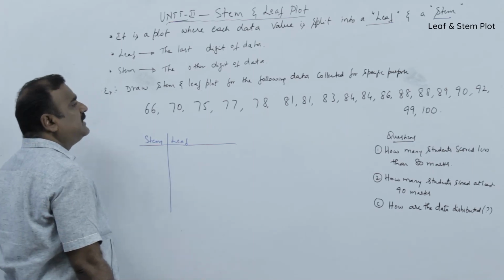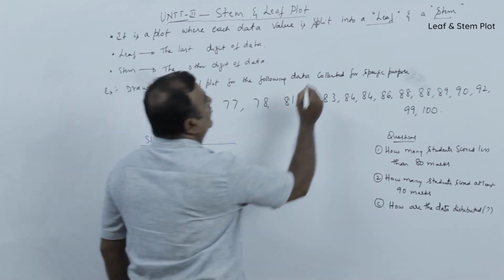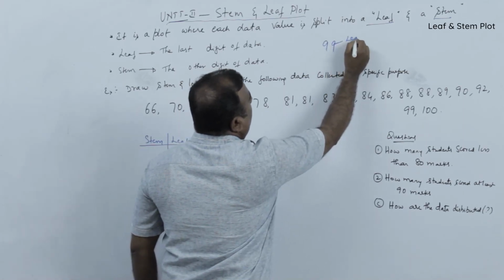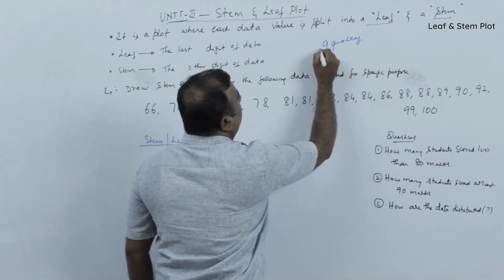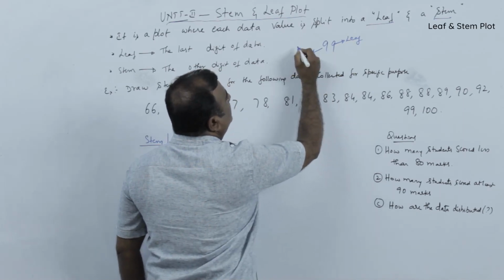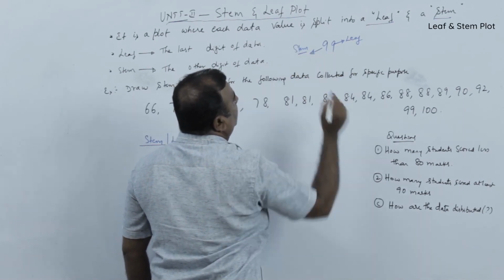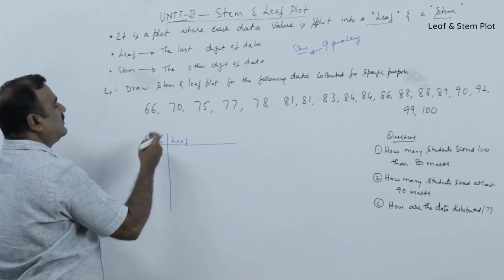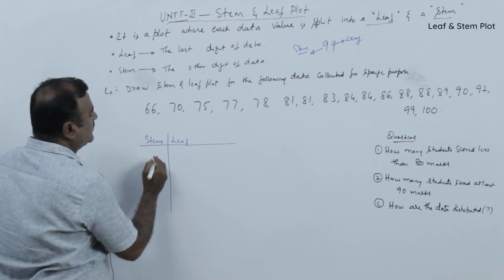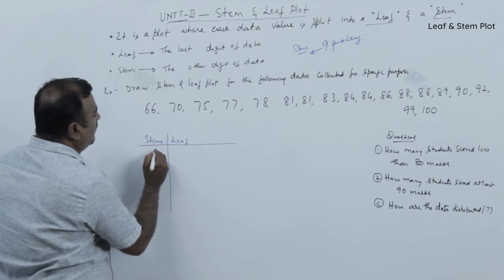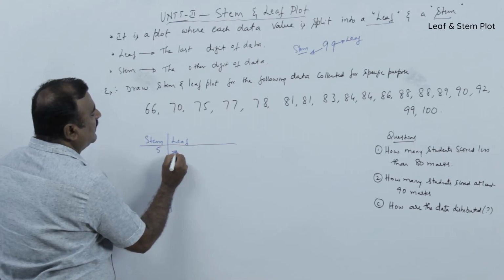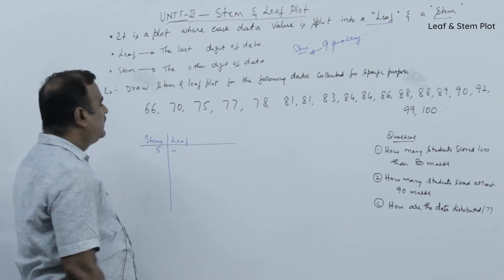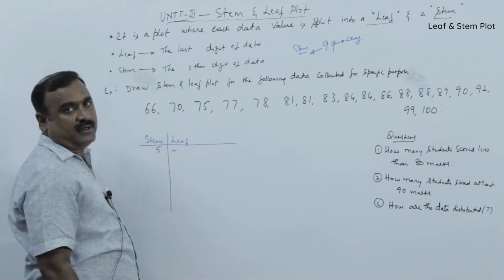In the stem and leaf plot, there are two-digit numbers, something like 99. The last digit is called the leaf, and the other part we call the stem. It starts from 6, so 5 is not required; I'll start with 6 only. If you write 5, nothing is there, so I'll put a dash, which indicates that the leaf portion has nothing, so it doesn't have any data.